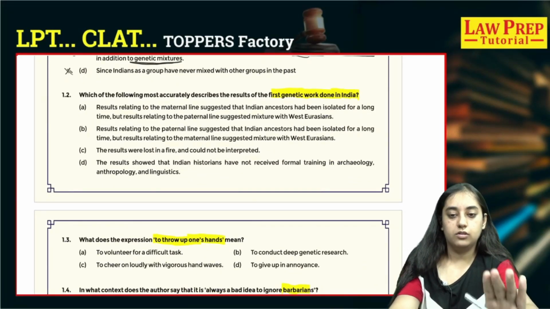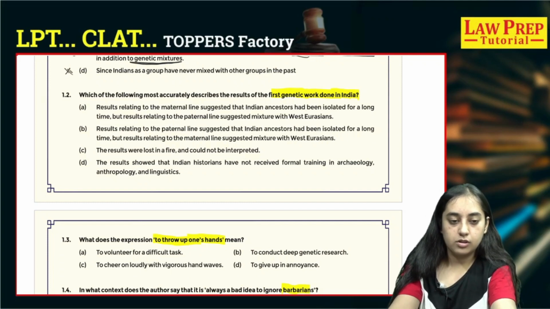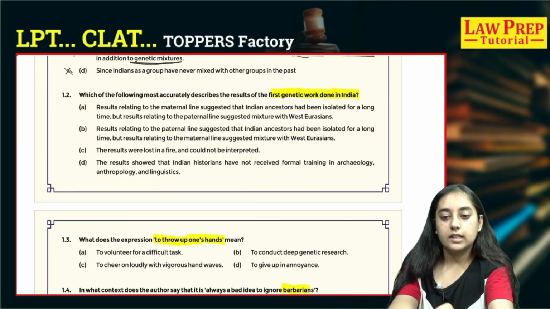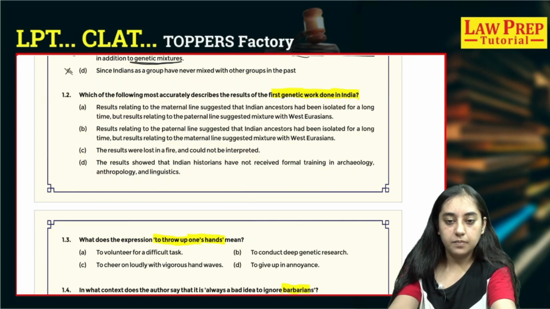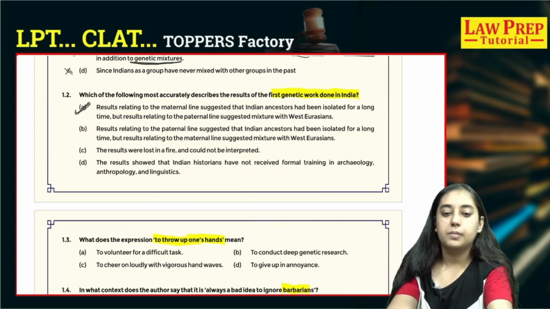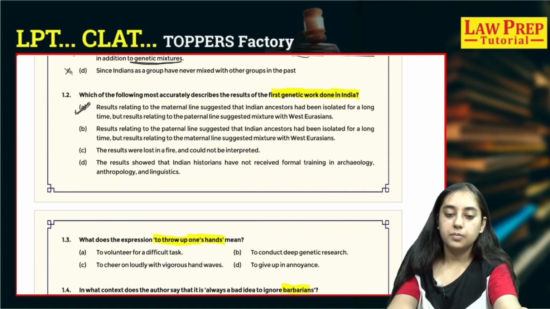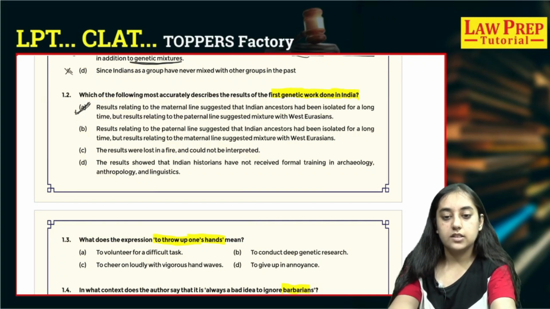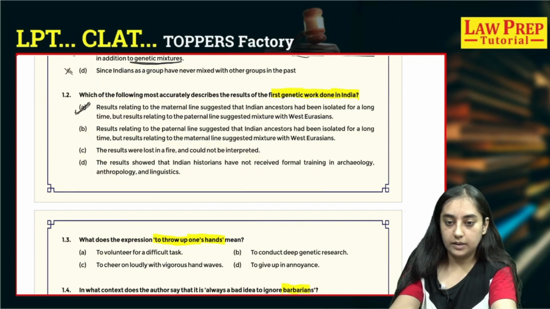So this is the gist of it. Let's see which option is the closest to this answer. Option A: results relating to the maternal line suggested that Indian ancestors had been isolated for a long time, but results relating to the paternal line suggested mixture with the West Eurasians. So this is perfectly giving us what we actually need, the contradictory result that on maternal lines Indian ancestors had been largely isolated for a long time, but the paternal line suggested mixture with West Eurasians. So this is the perfect answer, but we'll also see if there is a better option available. Option B: results relating to the paternal line suggested that Indian ancestors had been isolated for a long time.